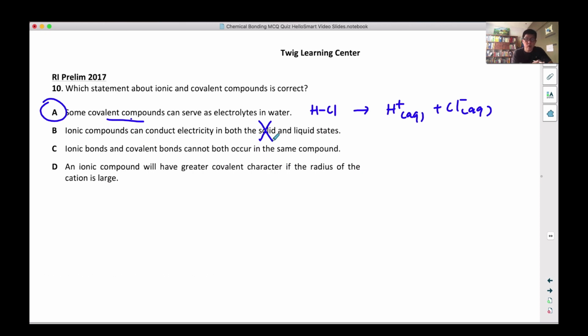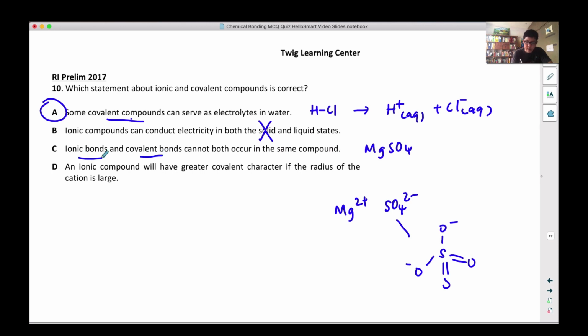Ionic bonds and covalent bonds cannot occur in the same compound. Maybe I'll just give you a simple example: magnesium sulfate. Magnesium sulfate is made up of magnesium 2+ and sulfate, so they are ions, but the sulfate you can break up into this structure. Sulfate would have covalent bonds within it. So covalent and ionic bonds can occur in the same compound, like magnesium sulfate.